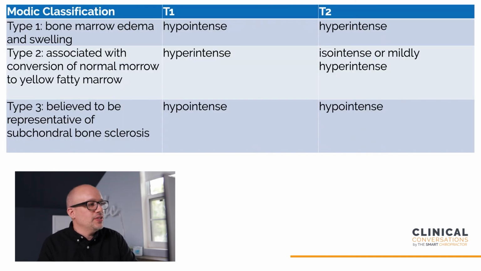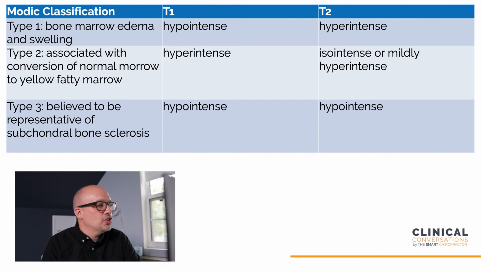Modic classifications, let's take a look here. We have type 1, bone marrow edema and swelling. It's all going on in type 1. Hypo-intense. If you're looking at MRI images, T1 images are going to be hypo-intense. On T2, it's going to be hyper-intense. You see that bright white. If you're looking at a T2 image, it's not going to look that way on the T1 images. I know for myself, I look at T2s a lot more often, typically from a musculoskeletal standpoint.